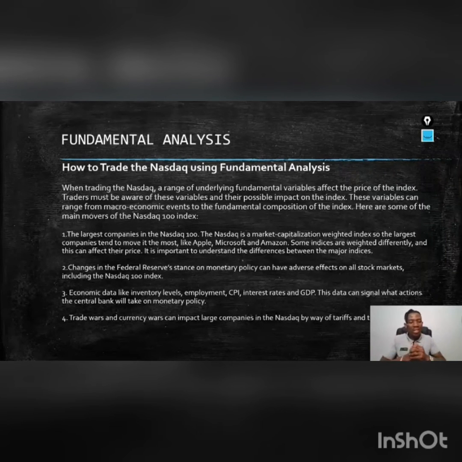Number two, we're going to focus on changes in the Federal Reserve's stance on monetary policy that can have adverse effects on all stock markets. This includes trading the Nasdaq 100 index. The third one will be economic data like inventory, employment, CPI, interest rates, GDP. This data can signal what actions the central bank will take on monetary policy. And last but not least, we're going to use trade wars and currency wars because they mostly can impact large companies in the Nasdaq by way of tariffs and trade barriers.